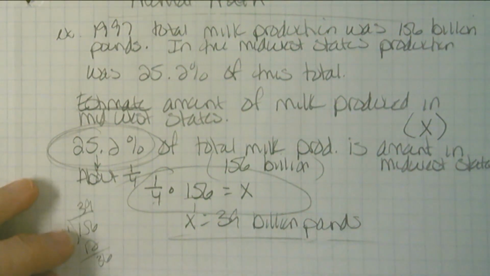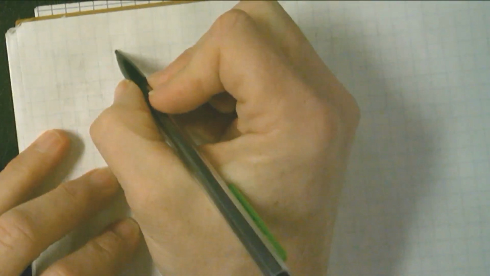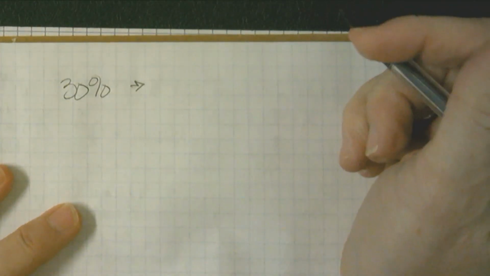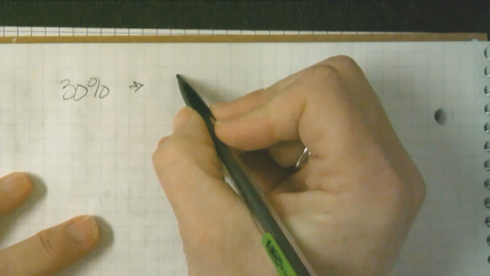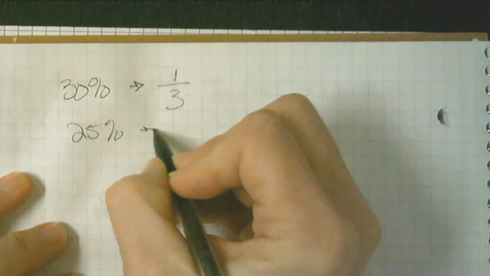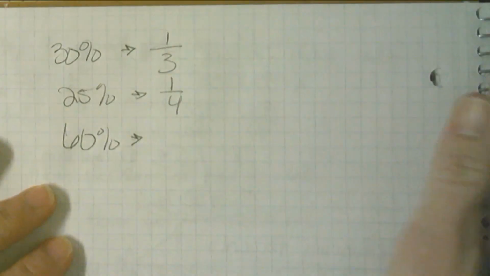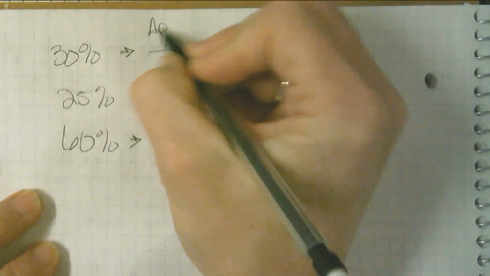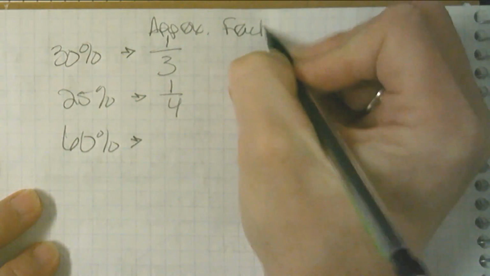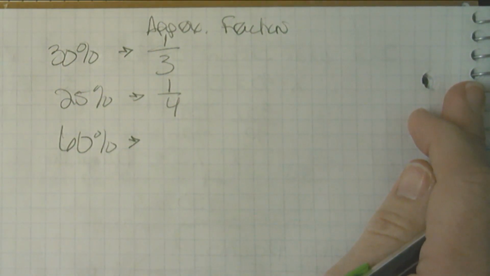All right, let me ask you guys, before I have you get going, who needs to see what's up there? All right, so let's look at different percentages. What is 30% as a fraction? Ashton? That's about 1/3. All right, 25%, we know that is 1/4. What would 60% be approximately as a fraction? So these are approximate fractions. You should know these. Colin?